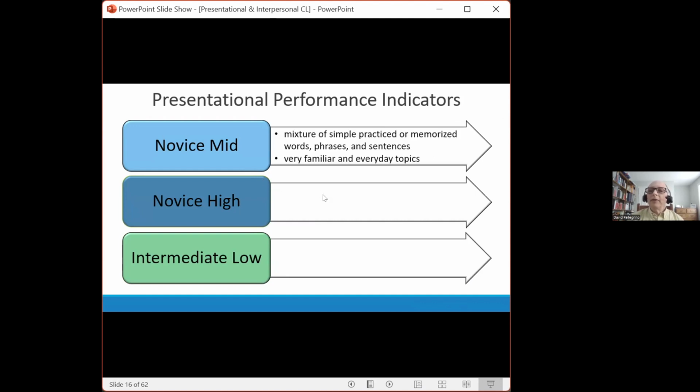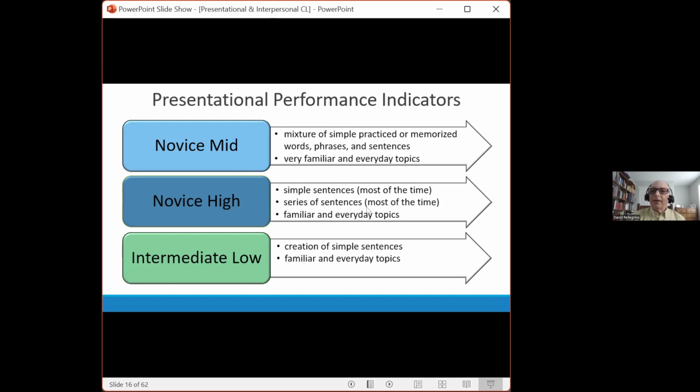Students at novice mid should be using a mixture of simple, practiced, or memorized words, phrases, and even sentences if they are practiced and or memorized, while they present on very familiar and everyday topics. Students at novice high should be using simple sentences most of the time, series of sentences most of the time, while they present on familiar and everyday topics. Of course, you can expect students to use features of novice mid peppered in because you can't always be at novice high all the time. And also, that's not necessarily everyday speech. Students at intermediate low should be able to create their own simple sentences while they present on familiar and everyday topics. Again, you can expect students to use features of lower level skills peppered in.